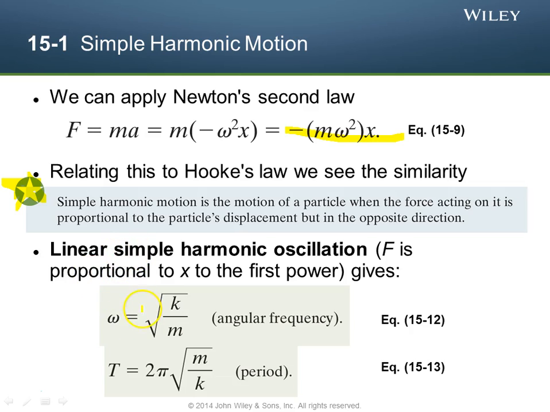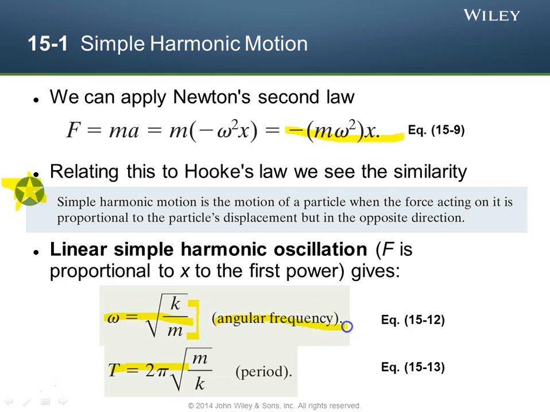A couple other key things here are angular frequency and the period. Whenever we have something that's oscillating back and forth on a spring, or just obeying Hooke's law in simple harmonic motion, we can find its angular frequency just by k, the spring constant, divided by m, underneath the square root. And what's significant about this is the amplitude does not determine the frequency.